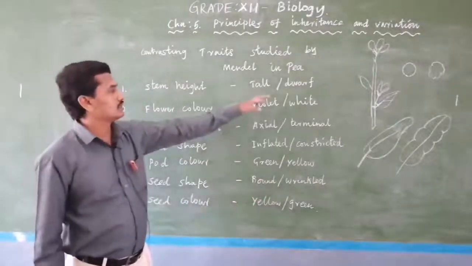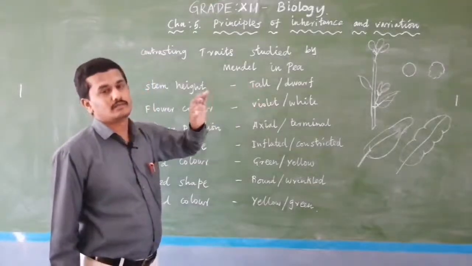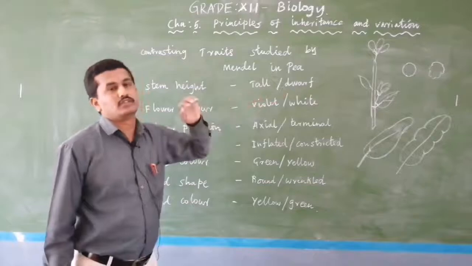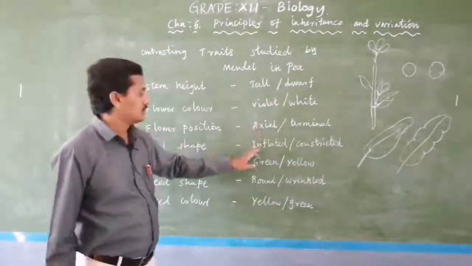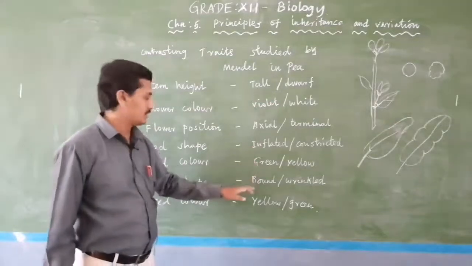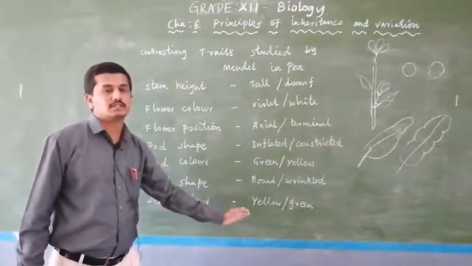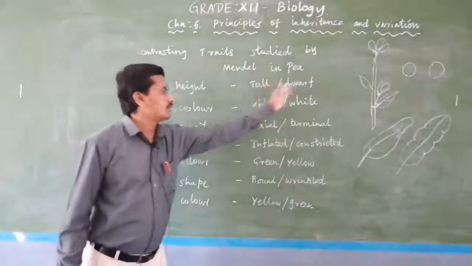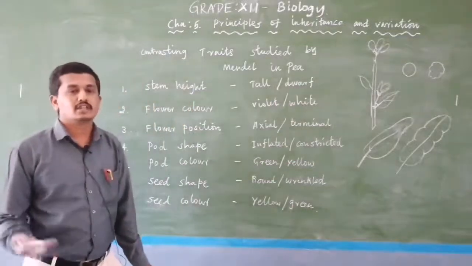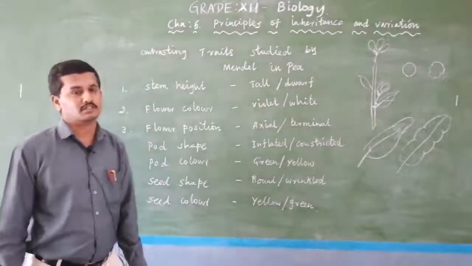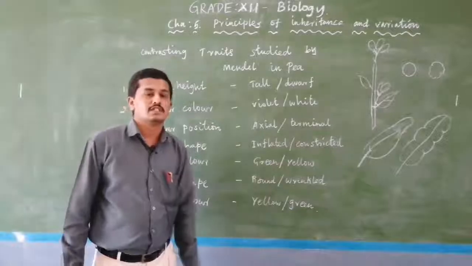Why are there tall and dwarf? In the next section I will explain. Tallness is dominant and dwarfness is recessive. Here violet is dominant, axial is dominant, inflated is dominant, green is dominant, round is dominant, yellow is dominant. I mentioned the dominant ones in the first part, and the second part represents the recessive. Recessive means the character is not expressed in the first generation. What is meant by dominant and what is meant by recessive, all these things we will deal with in the next class.